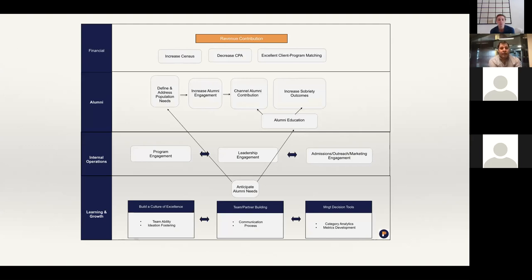So here, this is more of the for-profit approach, but at the bottom, looking at learning and growth, and kind of bucketing these things, having multiple strategic objectives and putting them into a bucket of a general theme. So, one, building a culture of excellence. What are the things that we need to do in order to do our jobs better? What are we doing to improve team ability? What are we doing for ideation fostering?